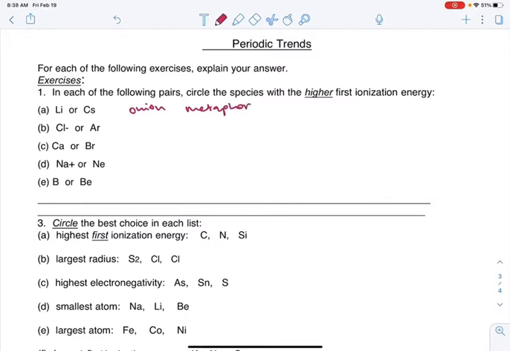What that means is that the electron that's being pulled out of cesium is further from the nucleus. That means that the nucleus cares less about it. It doesn't take as much energy. So lithium's going to have a higher first ionization.